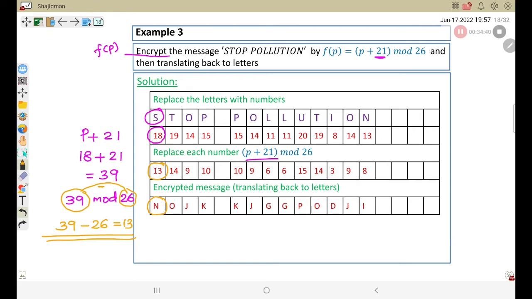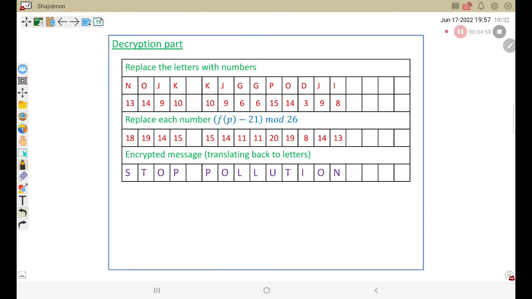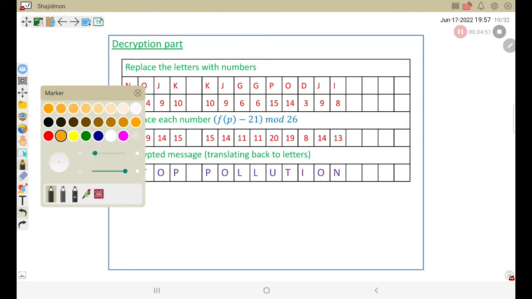Like that, all the numbers you can change. Okay, all the numbers we can change. So you will get the cipher text like this: "stop pollution." Now another example, decryption part 1 example is here.